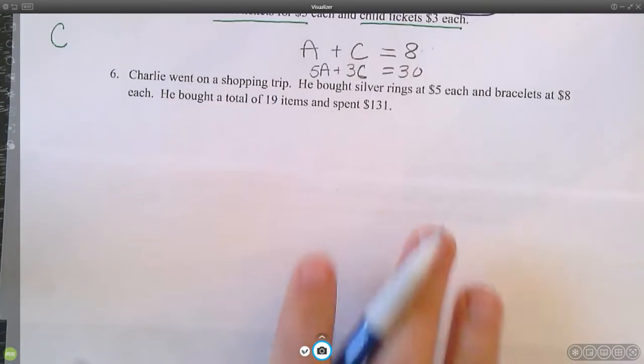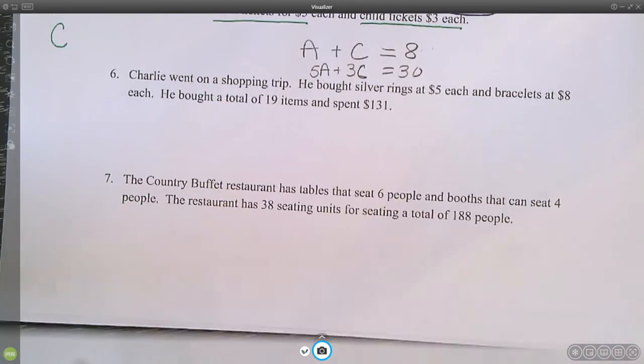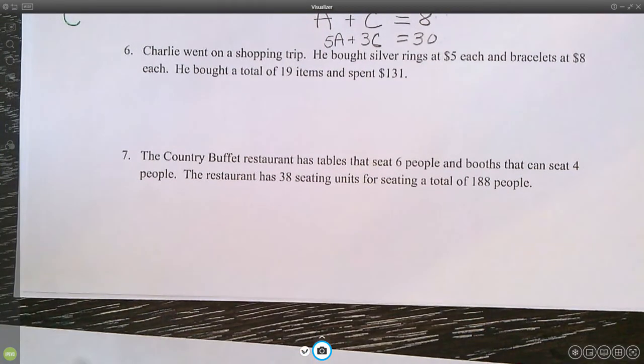Okay, so let's try number 6. Actually, I'm going to skip 6. You can do that one on your own. Let's do number 7. Okay, the Country Buffet restaurant has tables that seat 6 people and booths that can seat 4 people. The restaurant has 38 seating units for a total of 188 people.